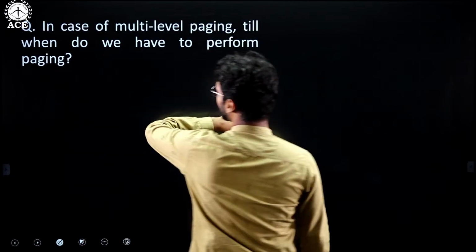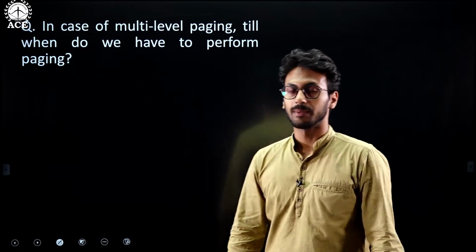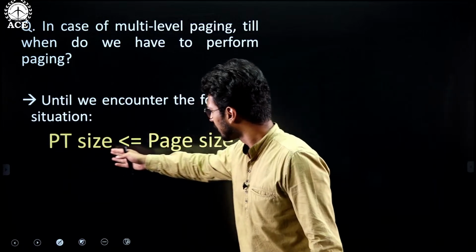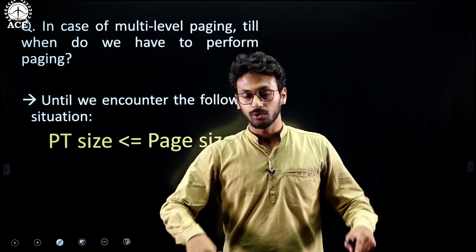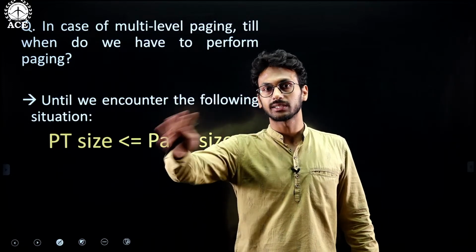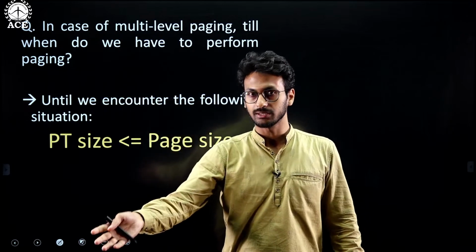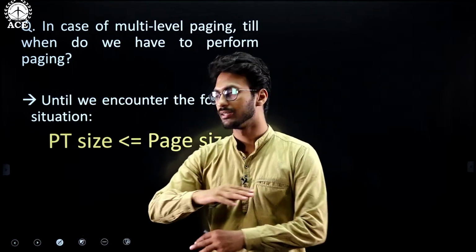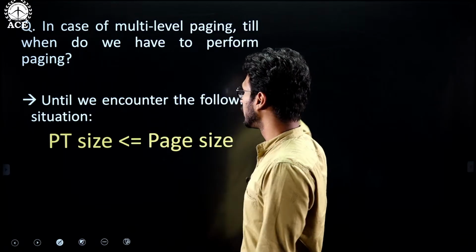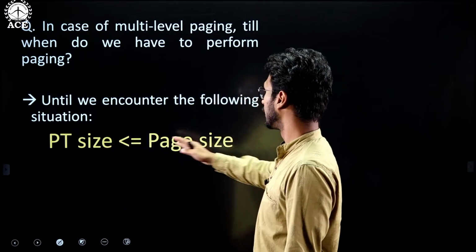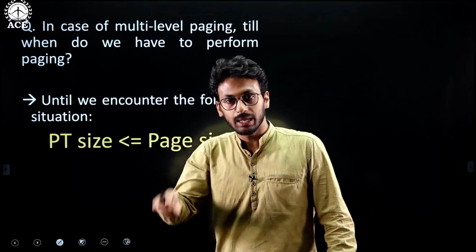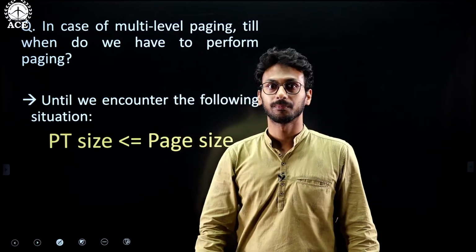In case of multi-level paging, till when do we have to perform paging? Very easy. Till this page table size is less than or equal to page size. We'll keep on doing further paging till the point we encounter that the page table does not exceed page size. If it exceeds page size, again perform paging. Because page tables are stored in main memory and page tables should fit in that frame.